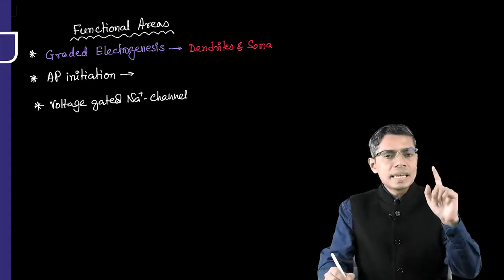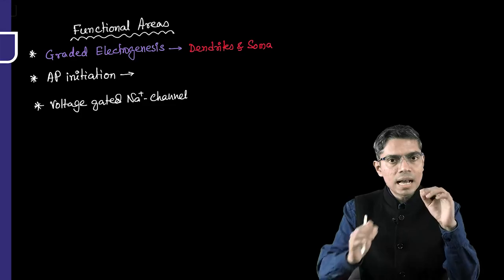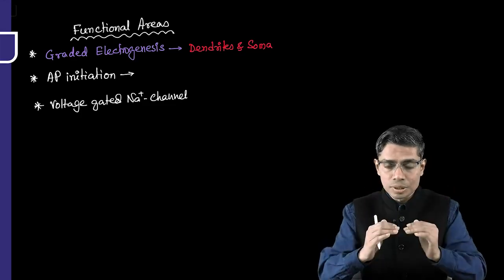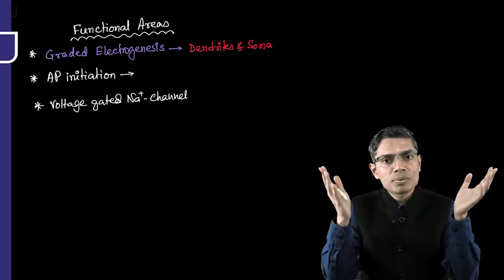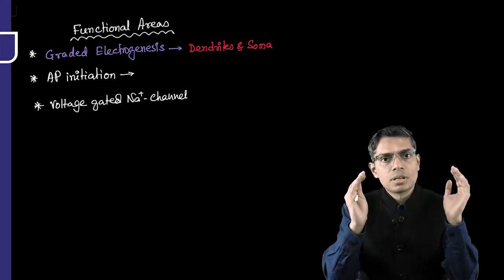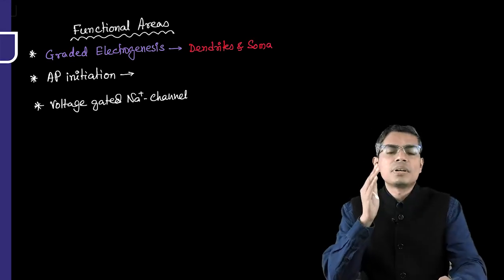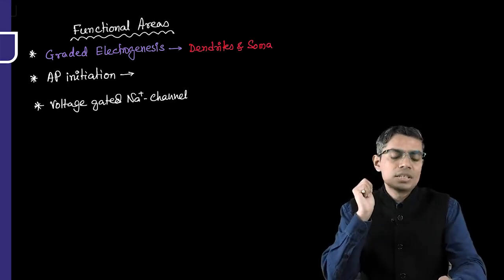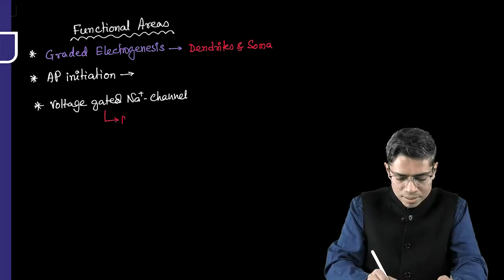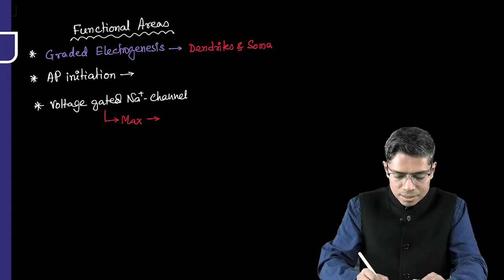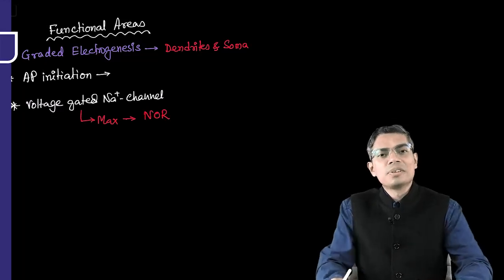So the area where the voltage gated sodium channel is maximum, that area will have the least threshold, and the action potential will be initiated in that area only. That is the concept. More sodium channels, lower the threshold; maximum sodium channels, lowest threshold. Lowest threshold means that is the area where action potential will be initiated. So if you could answer this question first, voltage gated sodium channel, where it is present maximally, the answer is node of Ranvier, whether it is a sensory neuron or motor neuron.